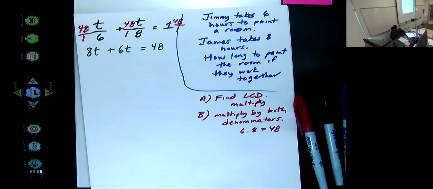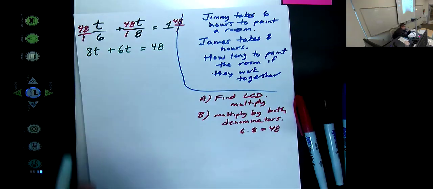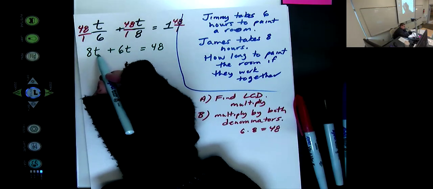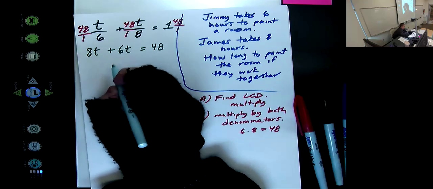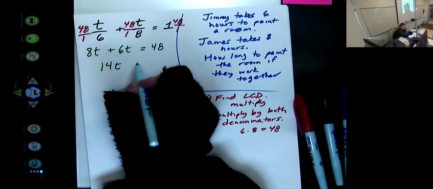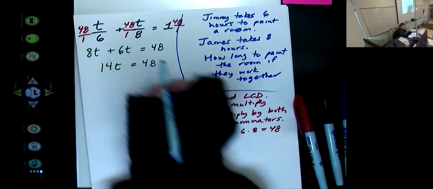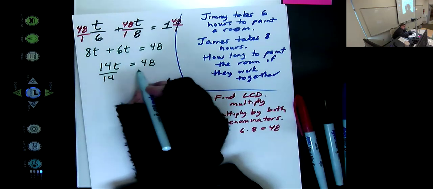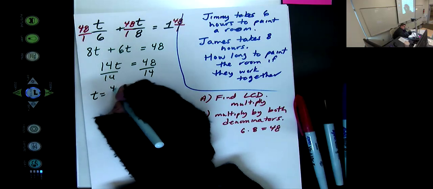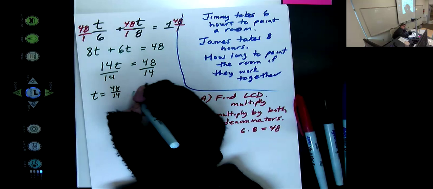If you don't use the LCD, you will always have to simplify. If you use the LCD, sometimes you don't have to simplify. The reason I use a curly T sometimes is that a normal T looks like a plus, like a cross. This is 14T equals 48. We divide by 14, and we get T equals 48 over 14.